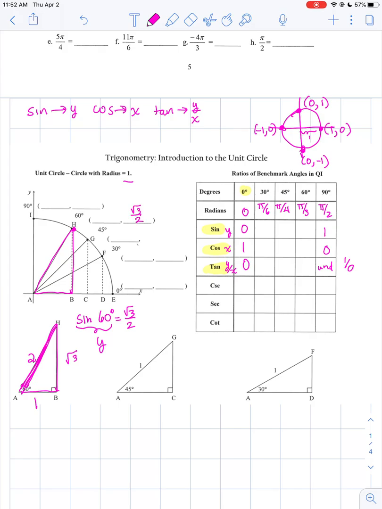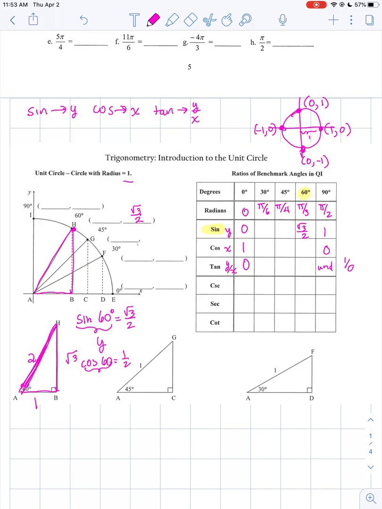And then on the table of values, if I go to sine and 60 degrees, let me highlight where we're at. Sine at 60 degrees. Okay, so that's where we're at. Sine at 60 degrees would be radical 3 over 2. So now go ahead and do cosine. Cosine of 60 would be adjacent over hypotenuse, which is 1/2.